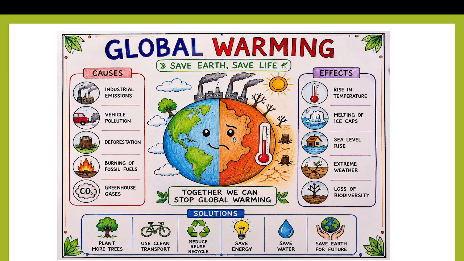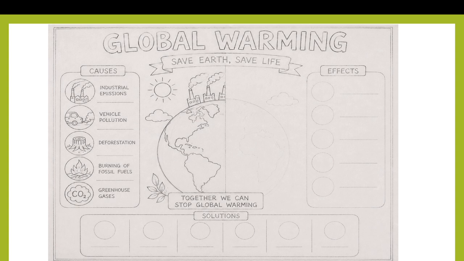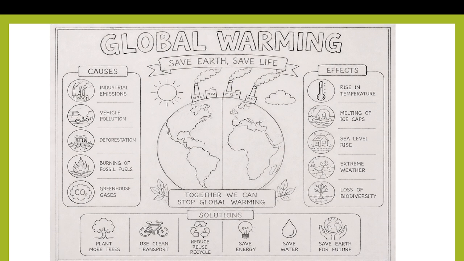Now let's start creating our chart. First, we draw our Earth in the center. Then we add the effects of global warming like melting ice, pollution, and rising temperature. Slowly, our blank paper is becoming a message for saving our planet.